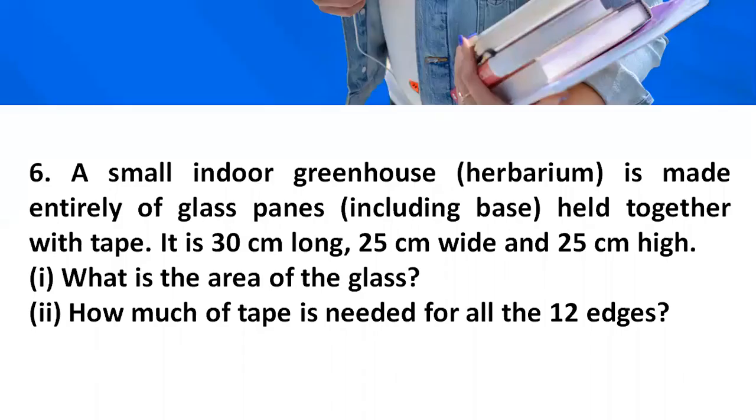Now let us see the sixth problem. A small indoor greenhouse is made entirely of glass panes held together with tape. It is 30 centimeters long, 25 centimeters wide and 25 centimeters high. What is the area of the glass? How much tape is needed for all the 12 edges?